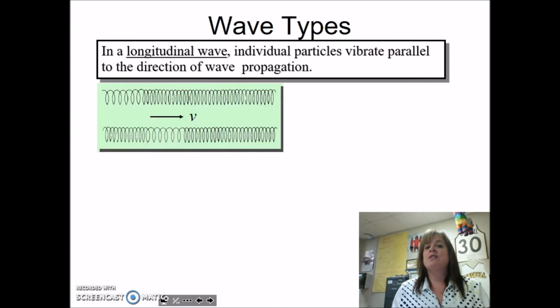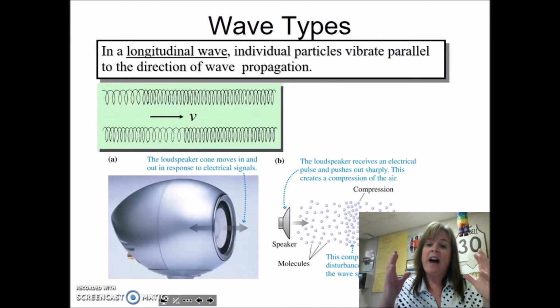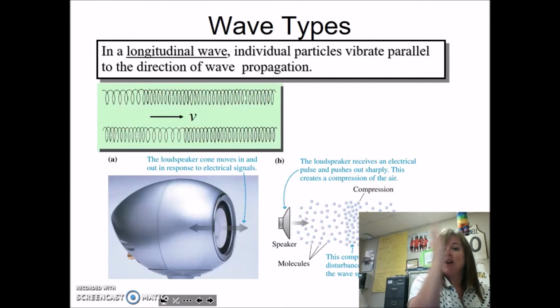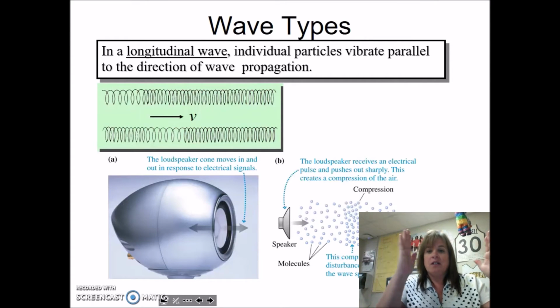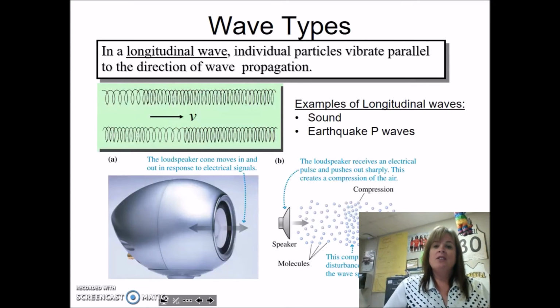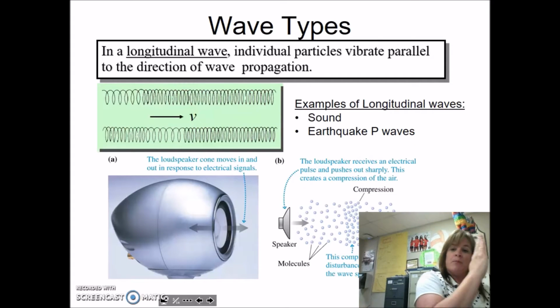The other type of wave is called a longitudinal wave. In a longitudinal wave, the molecules are actually vibrating in the direction that the wave is moving. A good example of that is sound. Sound is vibrating air molecules, causing them to compress and come apart. That's called a rarefaction. Some great examples of longitudinal waves, of course, are sound and earthquake P waves. So these waves move like that.